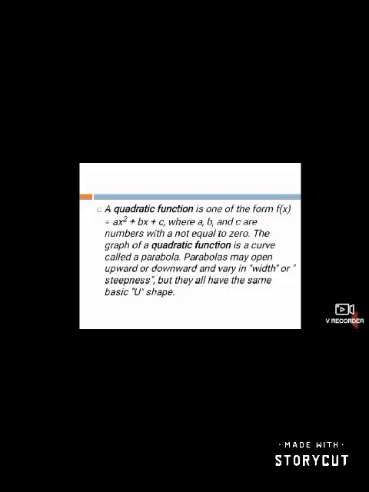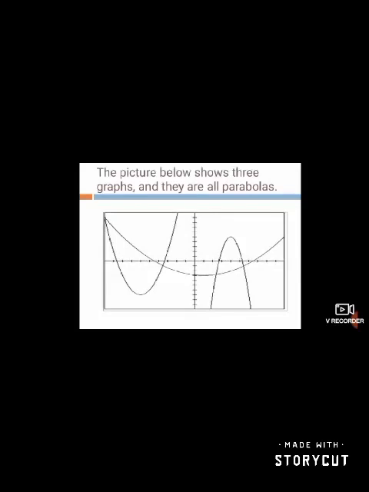Quadratic function is one of the form f of x is equal to ax squared plus bx plus c, where a, b, and c are numbers with a not equal to 0. The graph of a quadratic function is a curve called a parabola. Parabolas may open upward or downward and vary in width or steepness, but they all have the same basic U shape. The picture below shows three graphs, and they are all parabolas.